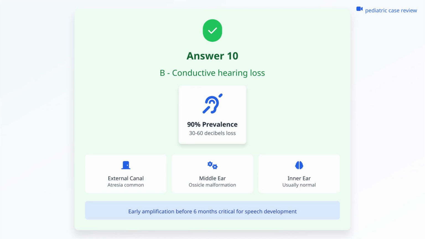Conductive hearing loss occurs in 90% due to external canal atresia and middle ear ossicle malformations. Loss ranges from 30 to 60 decibels bilaterally. Crucially, inner ear function remains normal, making bone-anchored hearing aids highly effective. Early amplification before 6 months is essential for normal speech and language development.